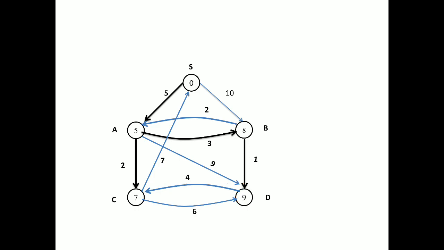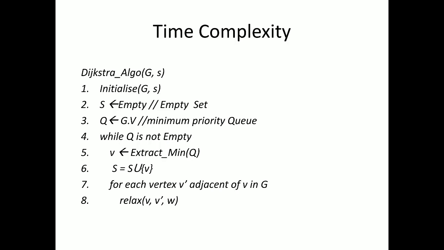So that's all. All the black arrows are showing the predecessor and the shortest path, and the values inside the vertices are showing the shortest path estimate. So this is how the Dijkstra algorithm works.